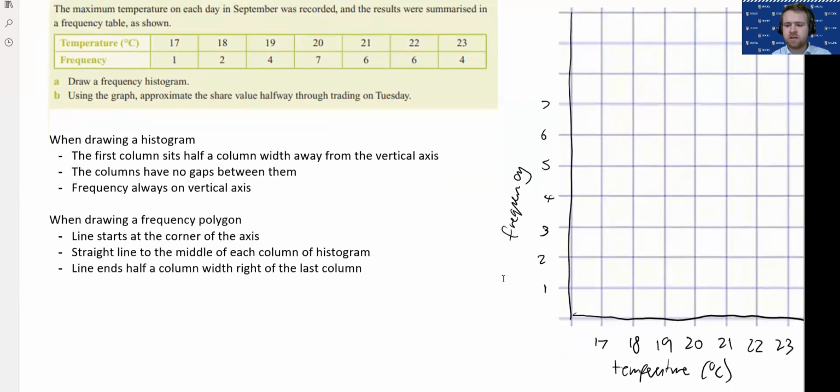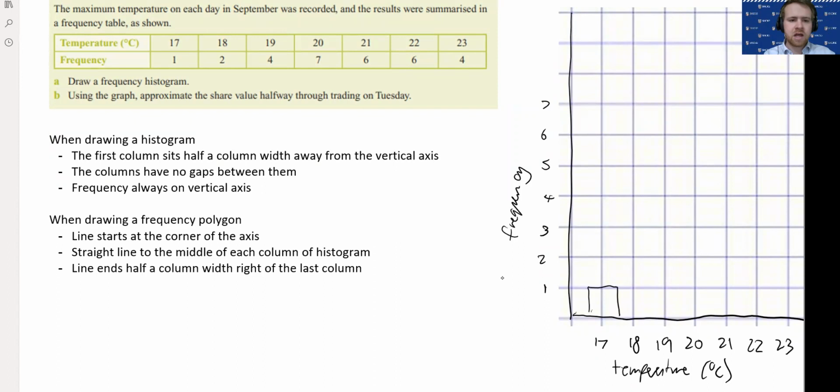Okay, so we've got the axis set up. We've got temperature on the bottom, frequency on the vertical. The first column is going to be half a column width away from the axis, and it just goes up to 1, because 17 on our table just has a frequency of 1. So we're going to start up here and then go down like that. And you can see there's half a column width. We've got a whole grid space as a column, and we've left half a column width there as a gap.